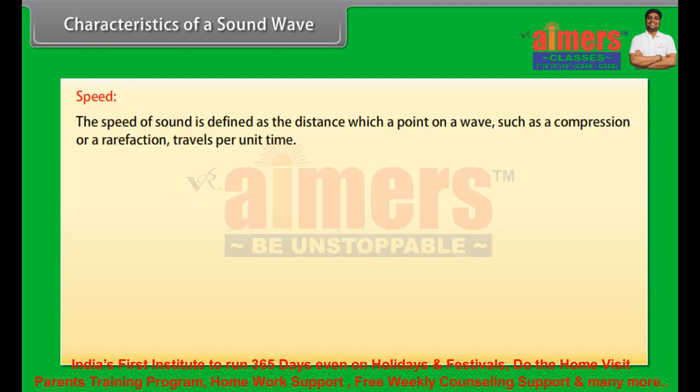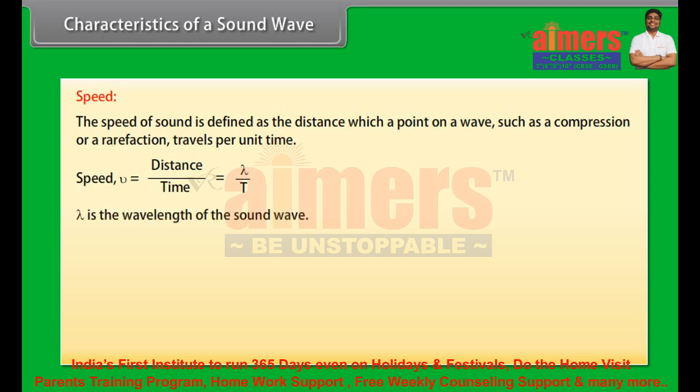Speed. The speed of sound is defined as the distance which a point on a wave, such as a compression or a rarefaction, travels per unit time. We know that speed, v is equal to distance upon time, which is equal to lambda upon T. Here, lambda is the wavelength of the sound wave. It is the distance travelled by the sound wave in one time period of the wave. Thus, v is equal to lambda into nu. That is, speed is equal to wavelength into frequency.